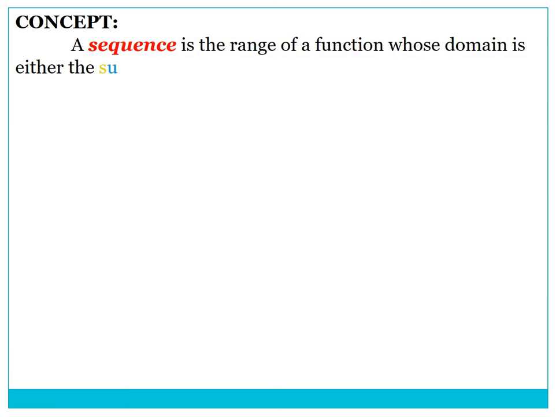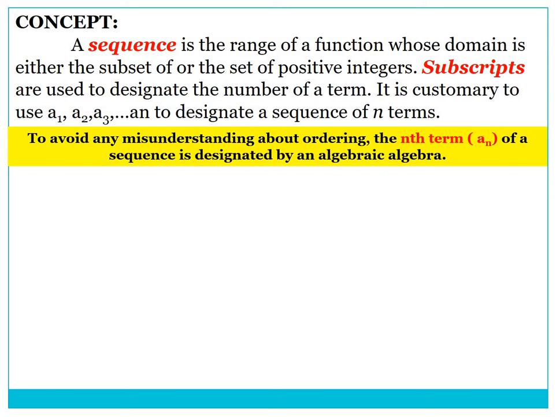So let's have the concept. A sequence is the range of a function whose domain is either a subset of or the set of positive integers. Subscripts are used to designate the number of a term. It is customary to use a sub 1, a sub 2, a sub 3, to a sub n to designate a sequence of n terms. To avoid any misunderstanding about ordering, the nth term, or a sub n, of a sequence is designated by an algebraic expression.